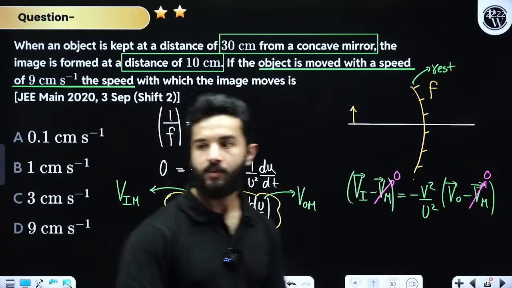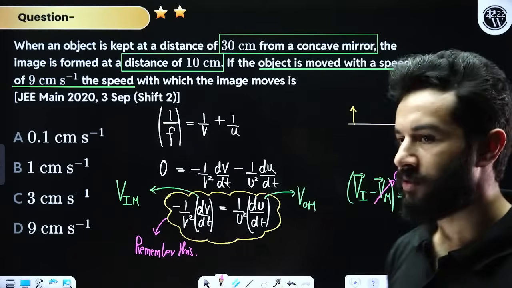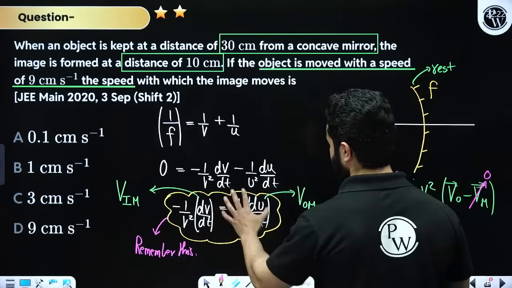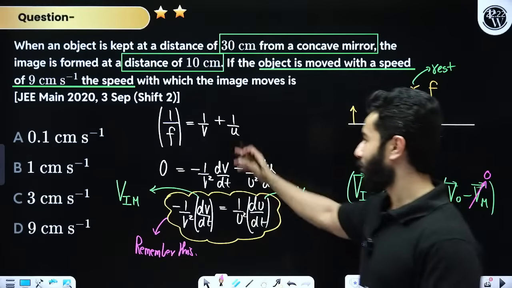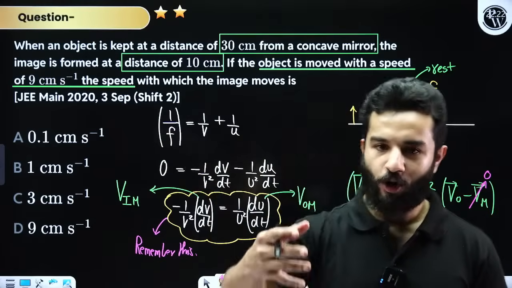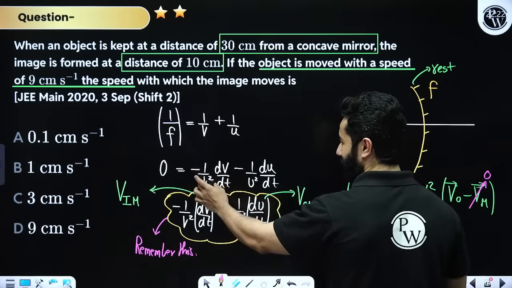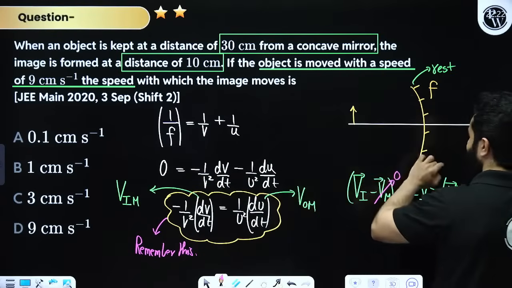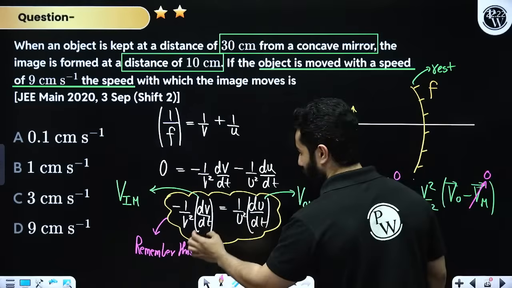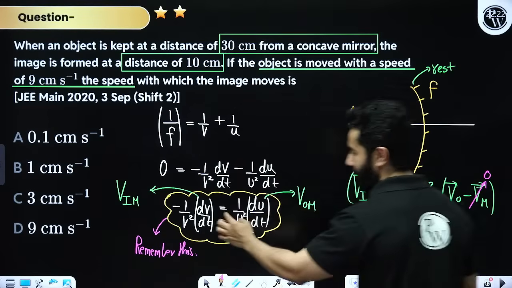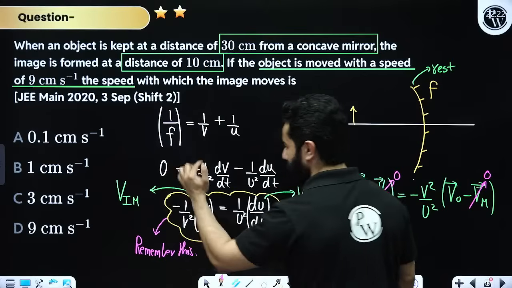Alright, clear? Sorted? Quickly write down in the chat box if this derivation is absolutely clear. You only have to differentiate it. Focal length will not change even if things are moving, and all of these distances are measured from the mirror. That's why we are writing it with respect to the mirror. This dv by dt is velocity of image with respect to mirror.